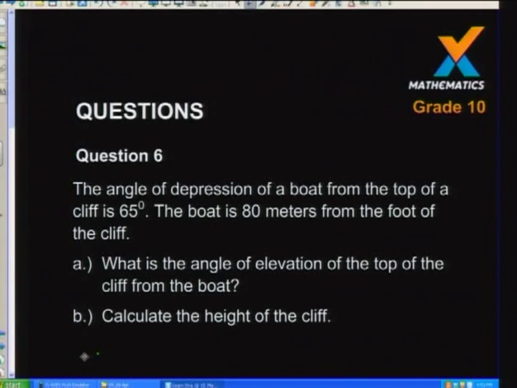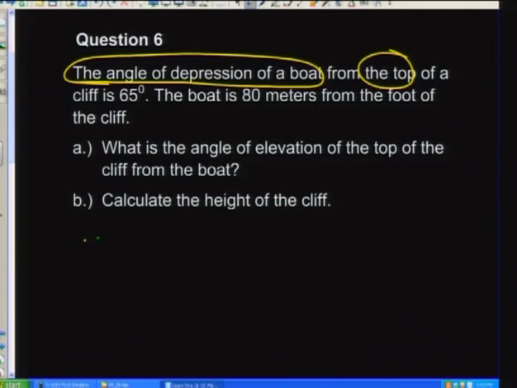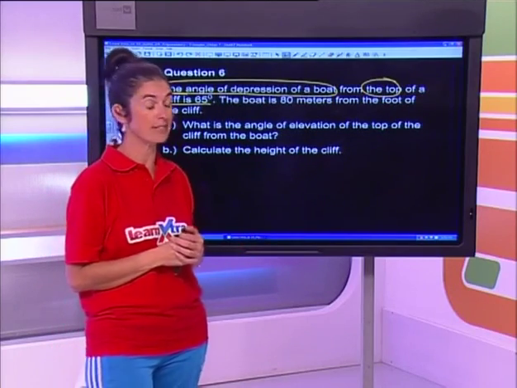Okay, so let's see how this works out in a problem. The angle of depression of a boat. So when I talk about an angle of depression of a boat, it means that there is a line of sight to the boat that is going from a horizontal down. From the top, and you'll see, you are looking from the top of a cliff that is 65 degrees. The boat is 80 meters from the foot of the cliff. This needed just a little bit more information of a vertical cliff. Otherwise, this cliff could be at an angle that's not at right angles, and therefore we wouldn't be able to answer this question.